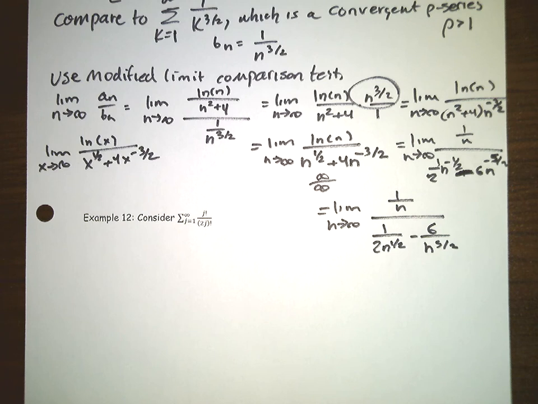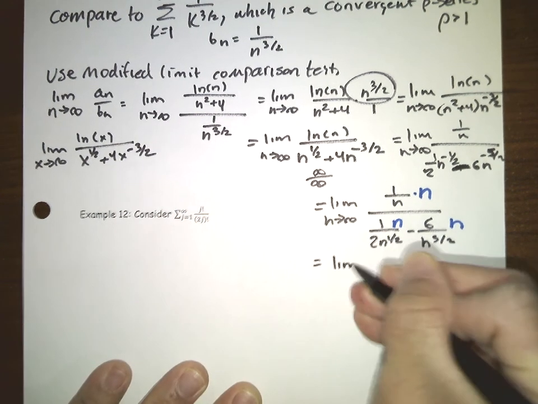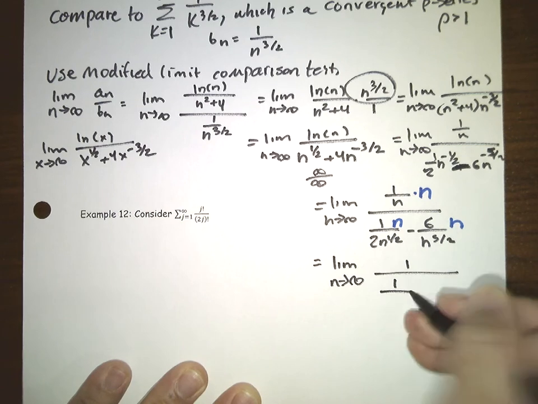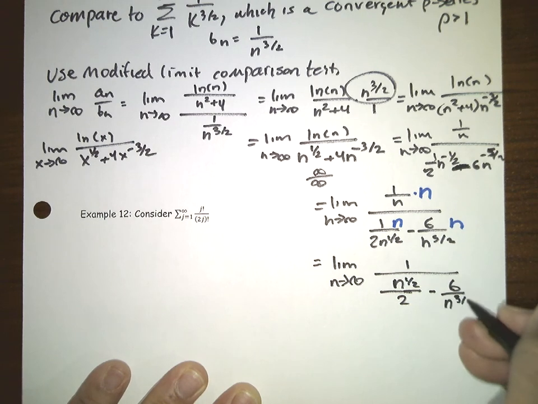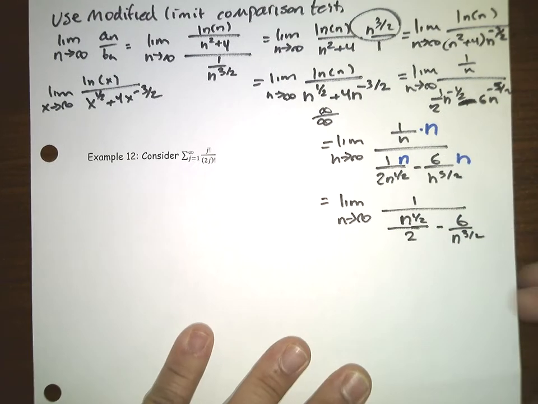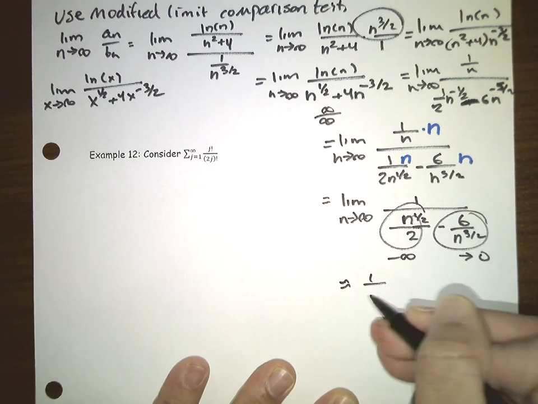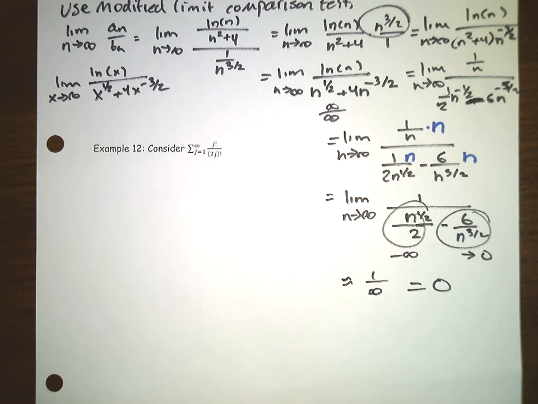And then what I'm going to do is just multiply through by n over n, just to make this a little bit easier for me. So now I will have the limit as n goes to infinity of 1 over, well, n to the 1/2 over 2 minus 6 over n to the 3/2. And if you look at what is going on here, as n goes to infinity, this part goes to infinity. So this is like 1 over some really large number, which goes to 0. So what does that mean?